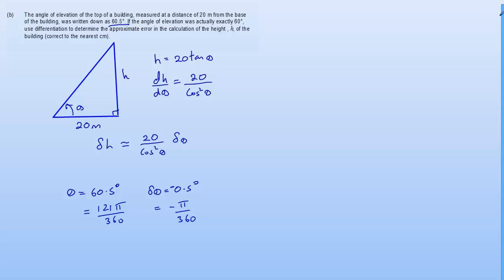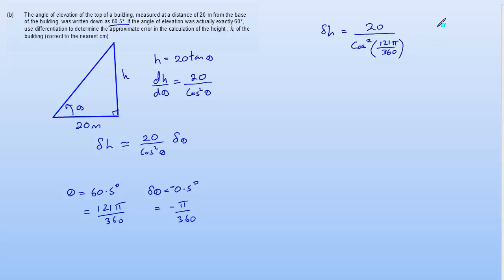So, delta H is going to be 20 over cos squared 121 pi over 360 multiplied by negative pi over 360.